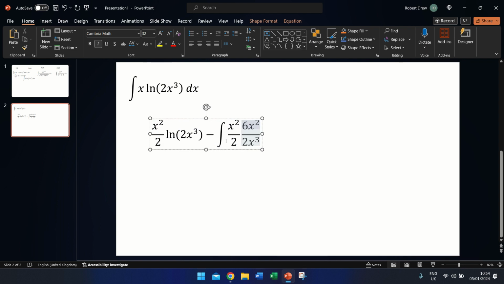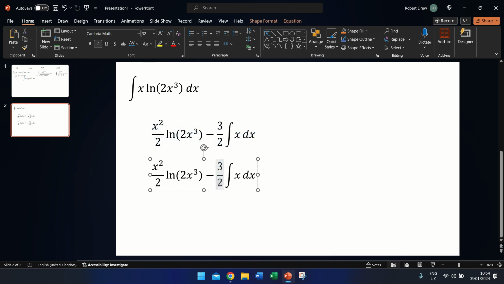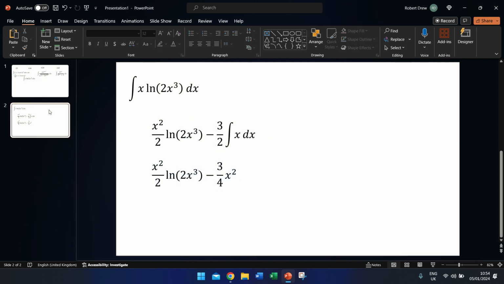So of course this all comes together to make 3, I guess. Nope, what am I doing? To make 3 over 2, I think. And then is this just x left over? So this I think has been done. So it's going to be this into 3 over 4 x squared. Something like that. So I think that one is also done now.